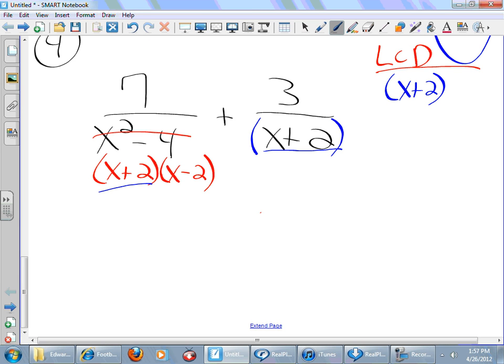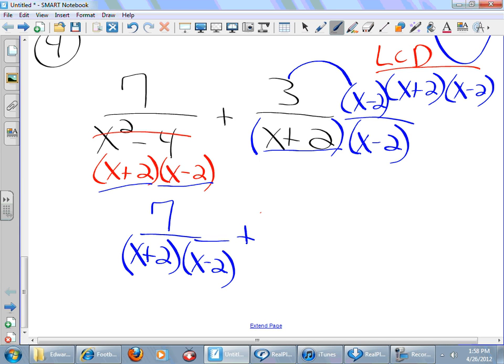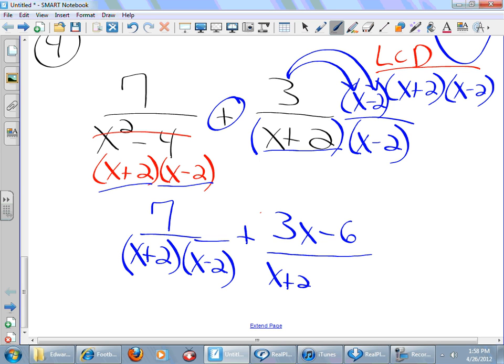The only thing not accounted for is the x minus 2. Takes care of that guy. This first fraction has the least common denominator. I'm just going to write it down. Bring them on down. Okay. The second one is missing an x minus 2. I'll multiply in the numerator and the denominator by x minus 2. I'll distribute the 3. I'm not distributing a negative 3 because I'm adding, right? So I'm going to do 3x minus 6 over x plus 2 times the quantity of x minus 2.